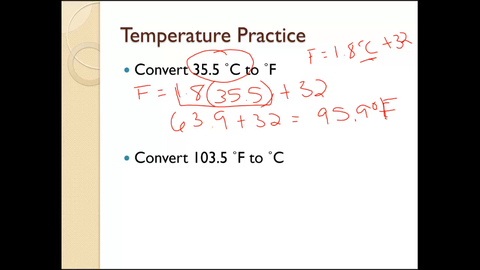This next example is for if somebody had a fever, 103.5 degrees Fahrenheit. So we plug that number in for F. Once again, order of operations, we want to get X by itself. We want to get the degrees Celsius by itself. So we're going to subtract 32 first. That comes out to be 71.5.